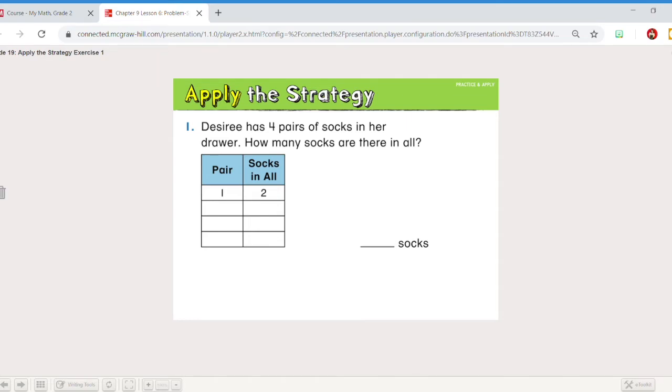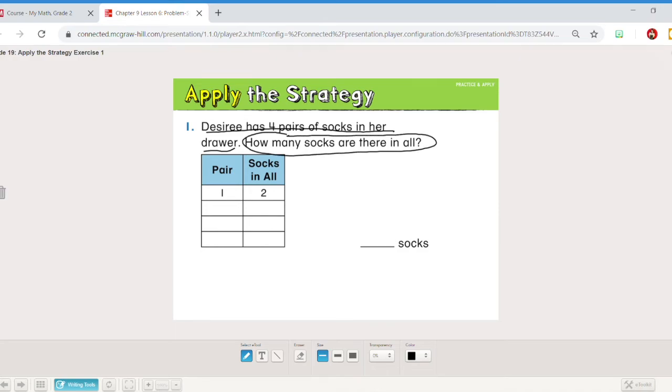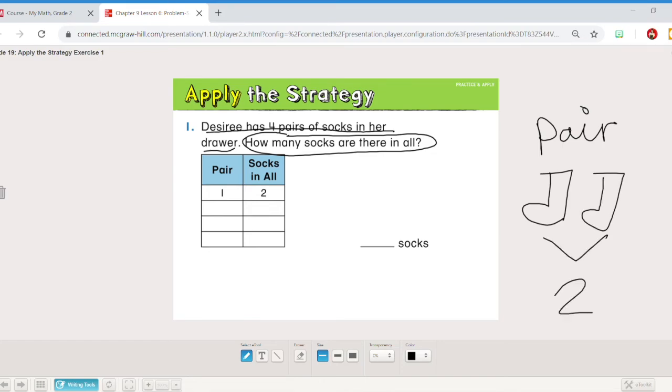All right, we're going to do one last one together, and I believe that you guys are going to do great on this. Just make sure to go nice and slow and catch all the information. This is where reading is super important. Desiree has 4 pairs of socks in her drawer. Underlining, pairs of socks. How many socks are there in all? The important thing to notice when she says a pair of socks is that a pair is 2. So 1 pair equals 2 socks.